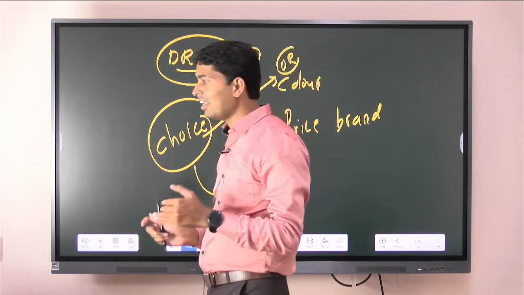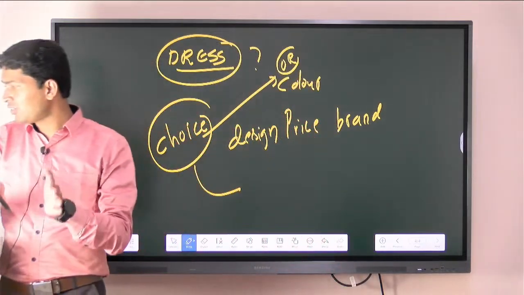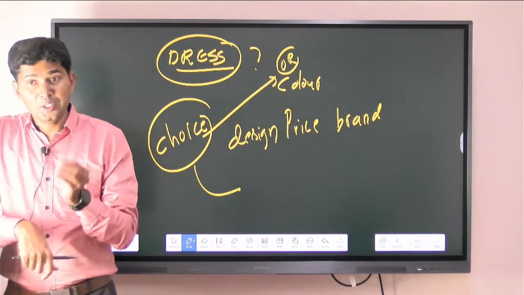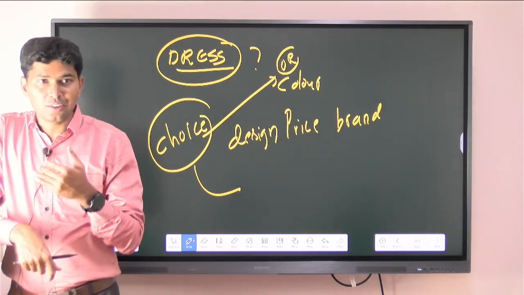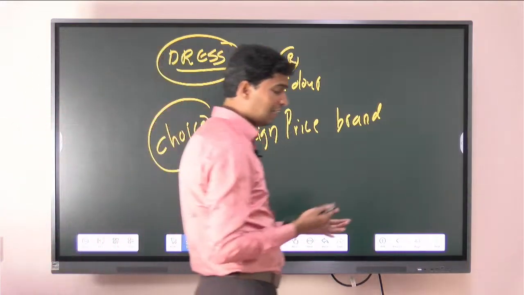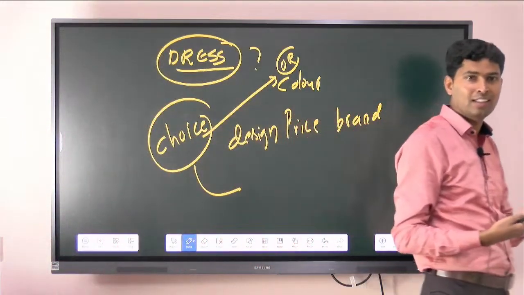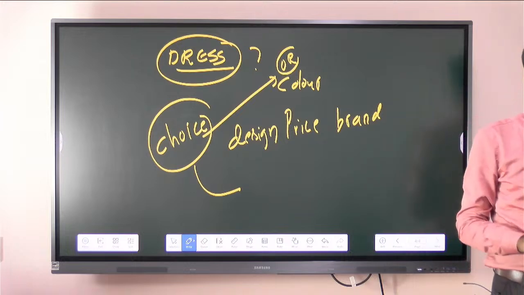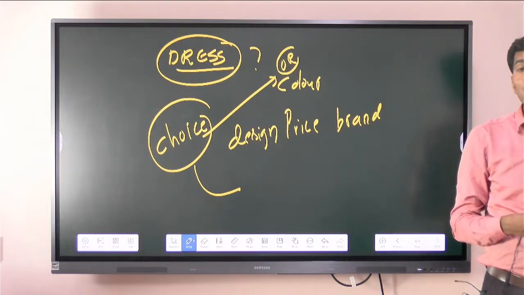So you selected that you want to prepare for UPSC. You made this choice by yourself. Why did you make this choice? Because you want to be in a good position. How do you look at a dress? Color, price, design. Similarly, in UPSC preparation, while selecting an optional, you do a cost benefit analysis.